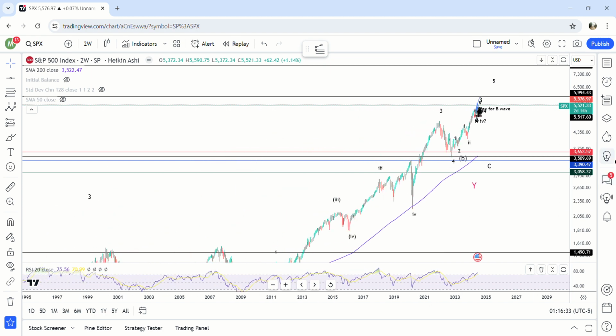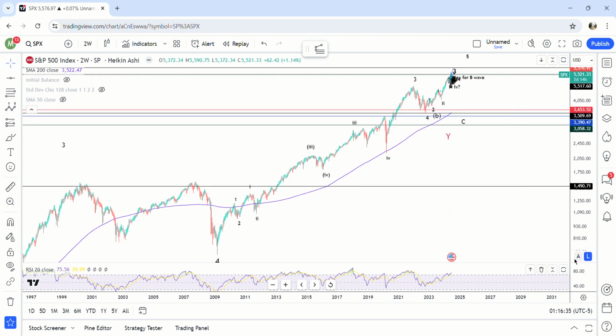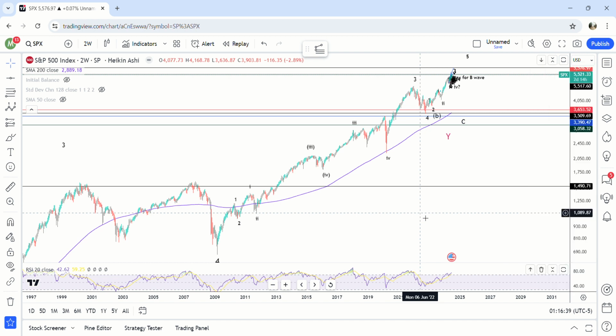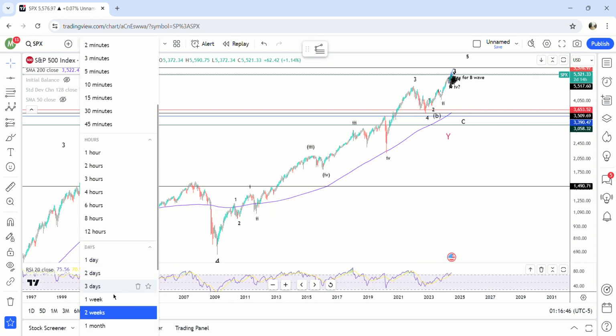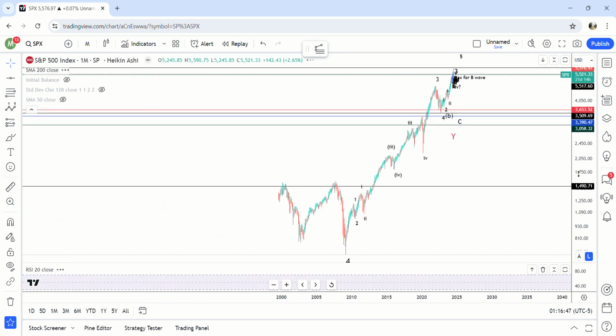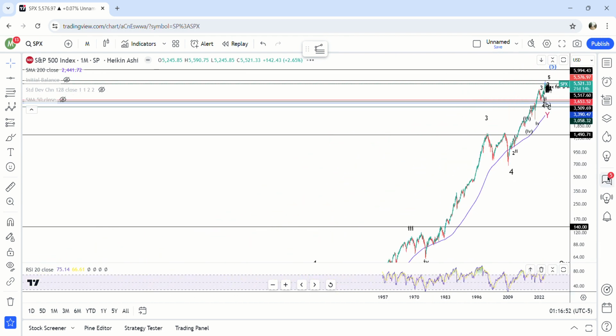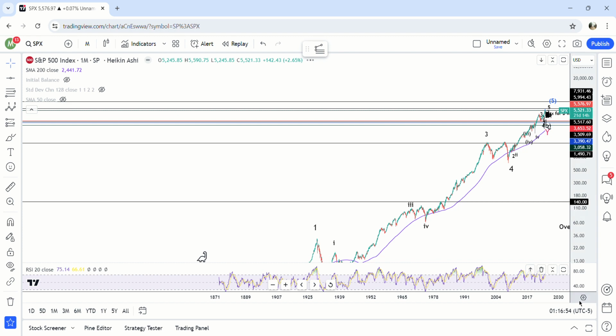And one thing to note, I always use log chart. On smaller time frames, regular and log chart are pretty much interchangeable. But on higher time frames, you can't really chart on a regular chart. Because here is the log chart. Now let's go to regular.